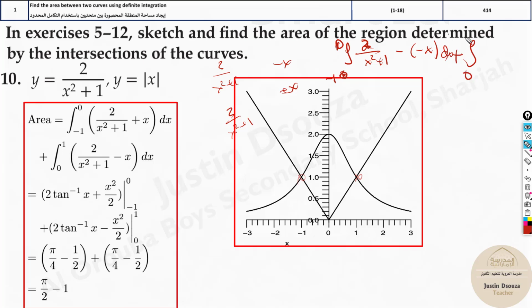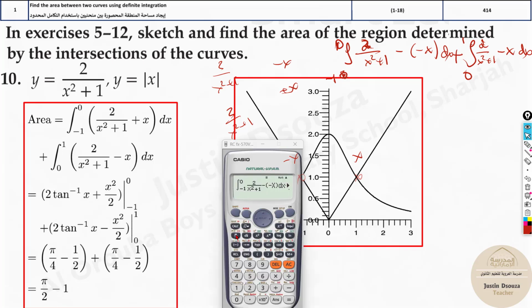And then the next limit is from 0 to 1. But here what happens is the 2 by x squared plus 1 is the same, but here it is minus what? This is x, this is minus x, so it will be positive x itself and dx. This is the equation. Now if you put this in the calculator, you will get the answer directly. I've typed both the equations. You need to press this, type in the first equation, and then separately go next, and then add the second equation as well separately. The answer over here is 2.14, and over here we got pi by 2 minus 1.